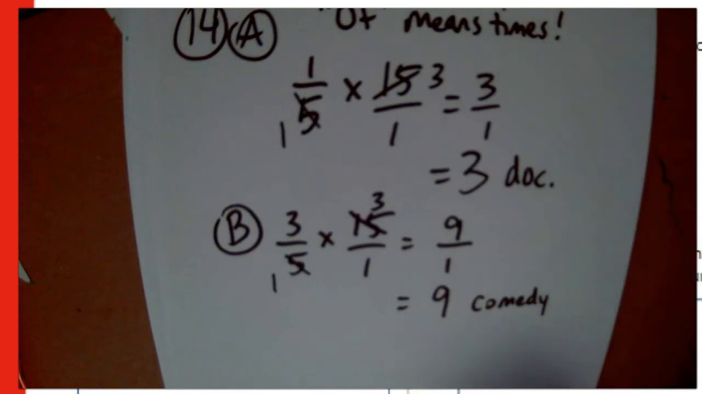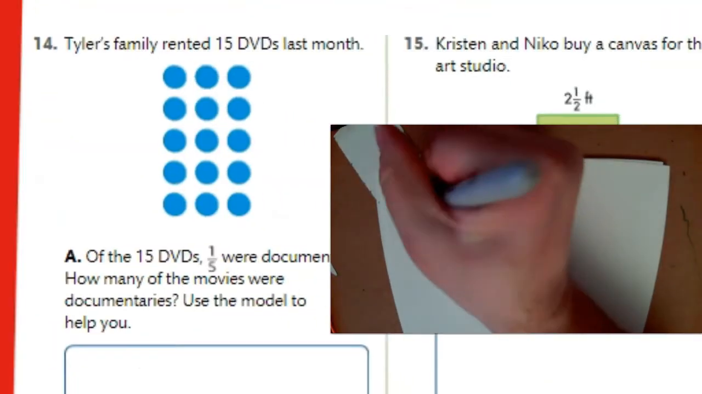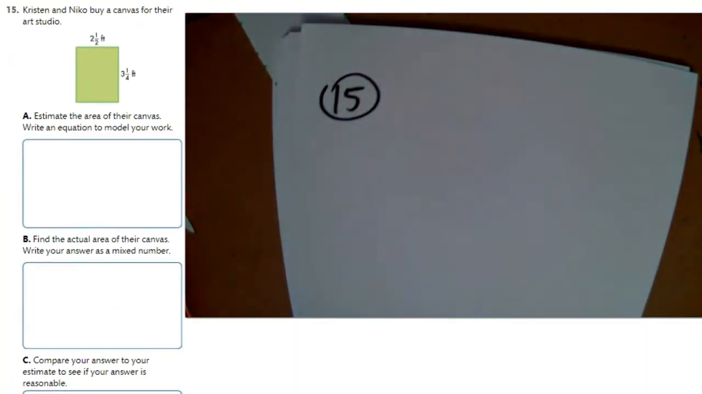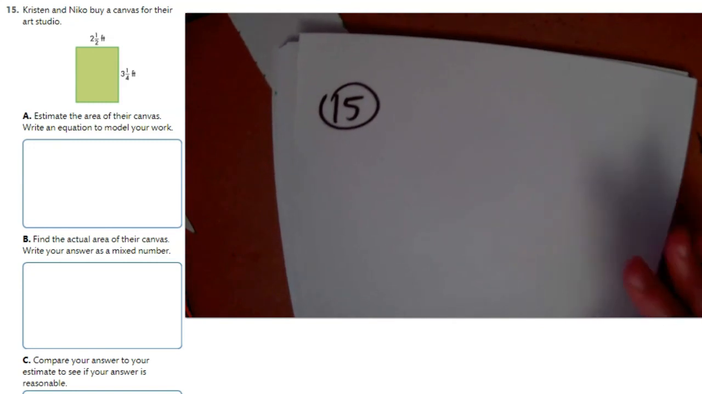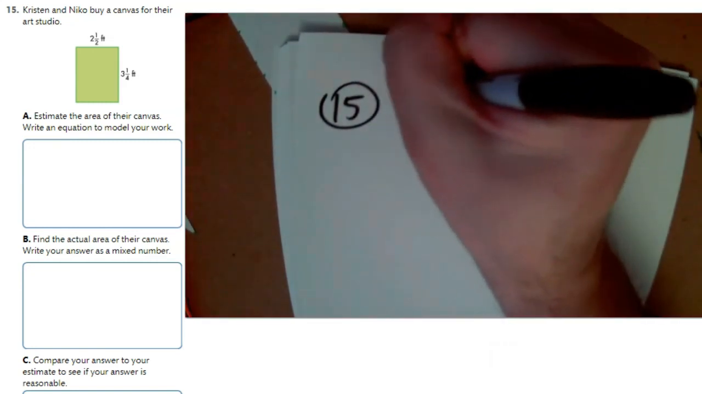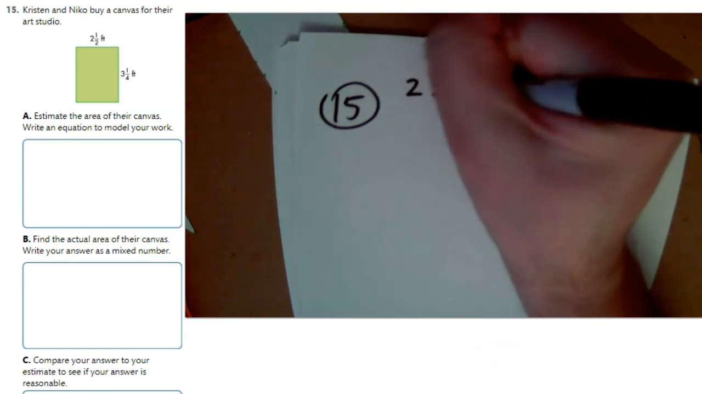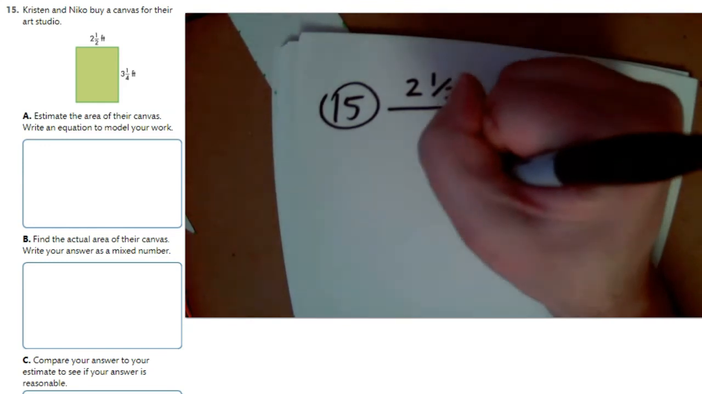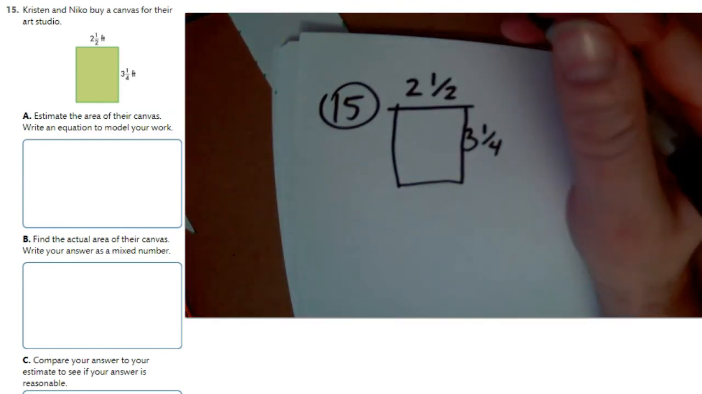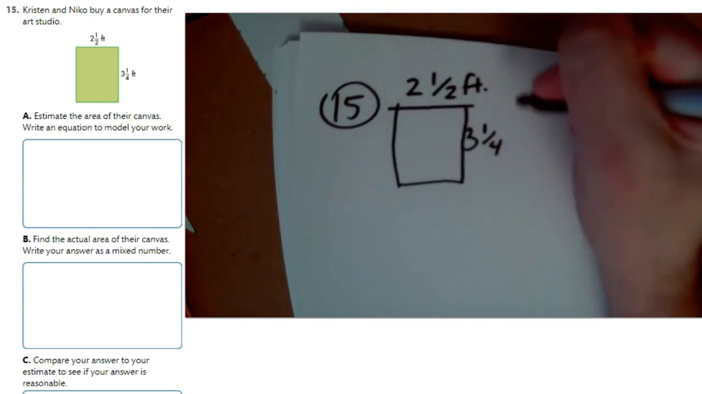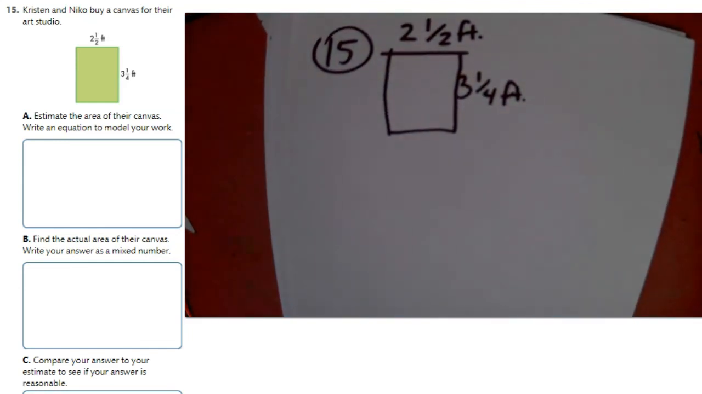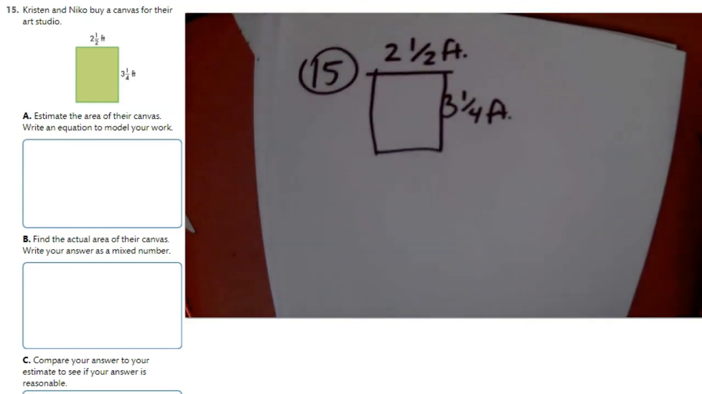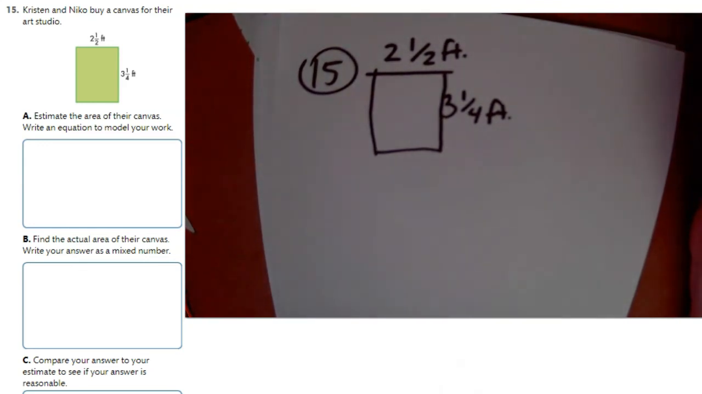Finally, moving on to number 15. Number 15 says, Kristen and Nico buy a canvas for their art studio. It says estimate the area. So you can see the drawing there. It's 2 1/2 and 3 1/4. That's a horrible canvas. I am not an art student like Kristen and Nico are clearly, so I should probably stick with math. Anyway, so for letter A, it says estimate the area.